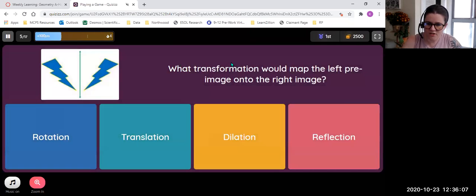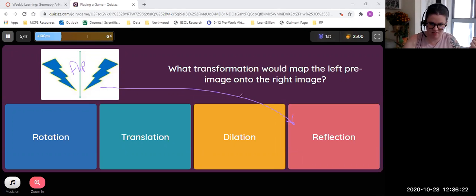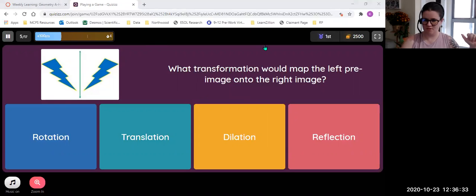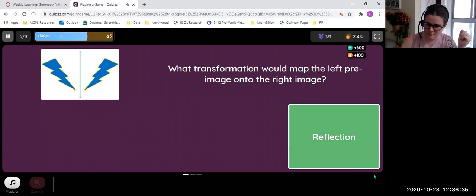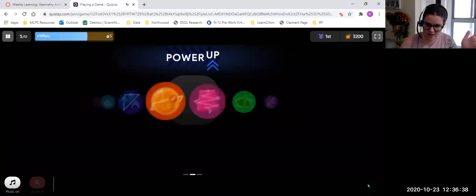Okay. What transformation would map the left pre-image onto the right image? Now, most of you in class were doing right with this. You may see that this is a flip, and the flip is the reflection. When I look in the mirror, I'm seeing the opposite, the flip of me, right? You never actually see yourself without some sort of reflection. That's why it's this one. Get through these quick. Oh, hooray, I have a power up.